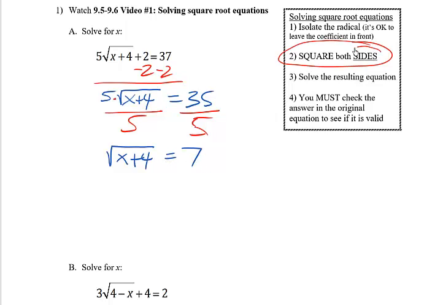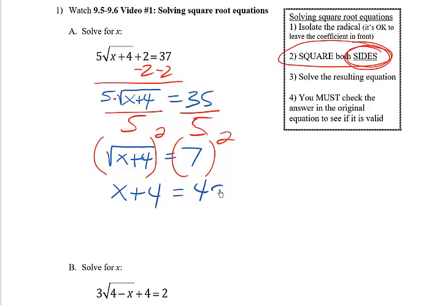Notice the word side is underlined. I'm doing that for emphasis. It's not that you're squaring pieces, you're squaring the entire left side, and you're squaring the entire right side. And I would really recommend you write it just as I did, with a big giant parentheses and a squared. What happens next? Well, squaring a square root simply wipes out the square root, right? When you multiply a square root by itself, all you're left with is what was inside. So that's very simple. On the right, 7 squared is 49. And just like that, we've rid ourselves of that radical.